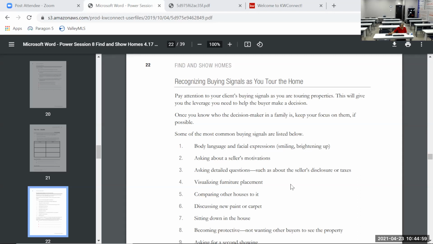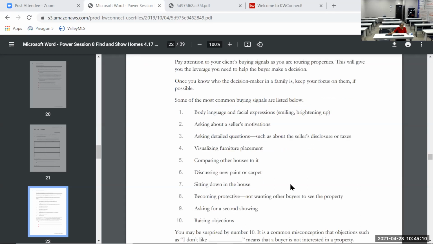Asking about a seller's motivation. So if they're asking you, is the seller having to move? Why is the seller moving? Why is the seller selling, or whatever the question may be? If they ask questions about the seller's motivation, or detailed questions about the seller's disclosure, taxes, or utility bills, those are questions that let you know, okay, this might be a house they're really interested in. Again, are they visualizing furniture placement?